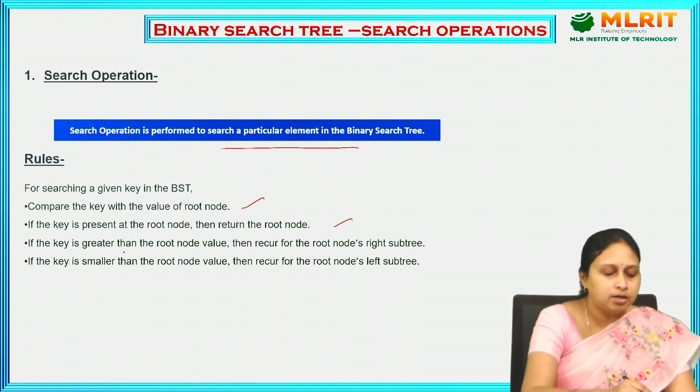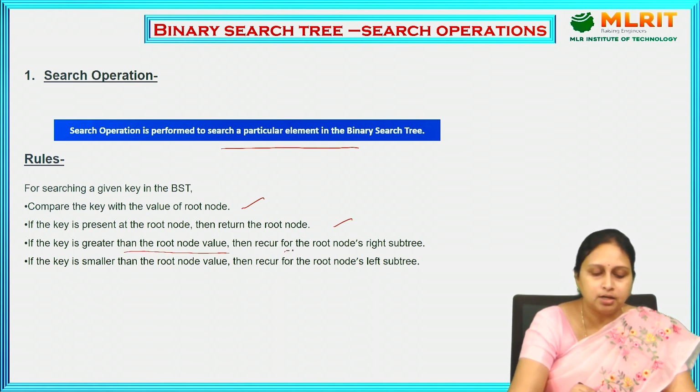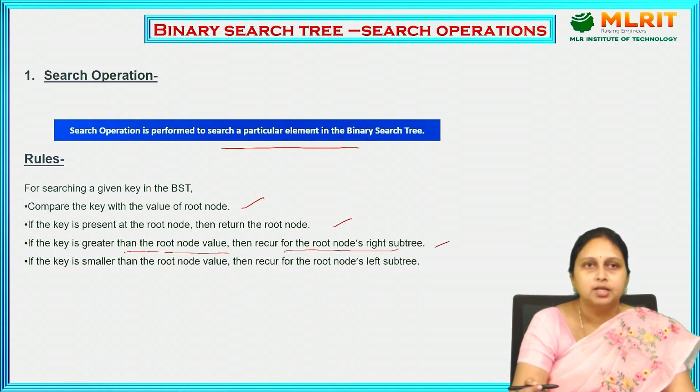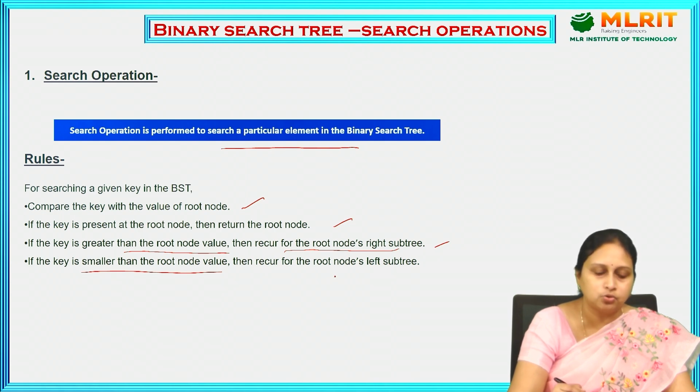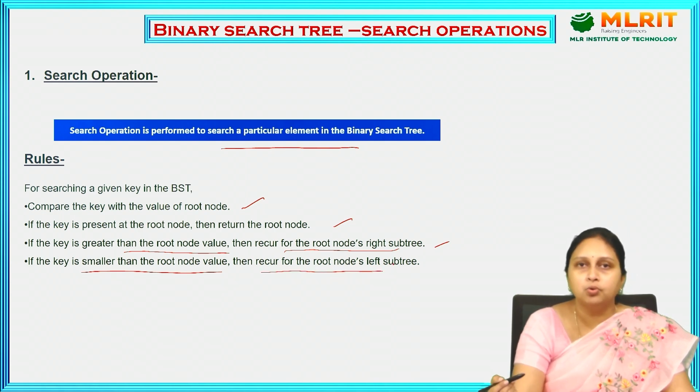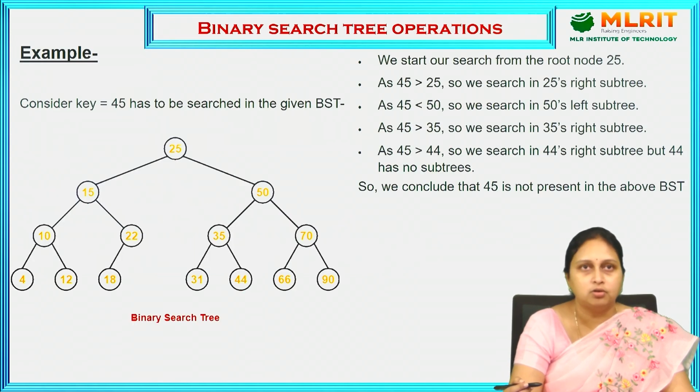If the key element is greater than the root node, then recursively check with the root nodes in the right subtree. If not, we are going to check the element in the left subtree. That is, if the key element is smaller than the root node, then recursively call the root node's left subtree. Okay, this is the procedure we are going to follow.